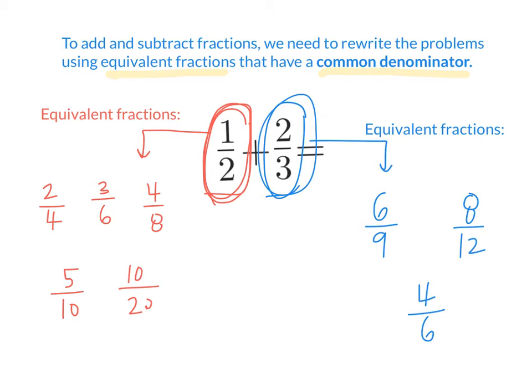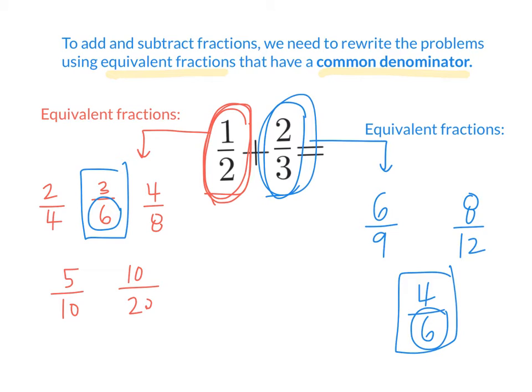When I multiply something by 1, does that change its value? No. If I want to add 1/2 plus 2/3, I cannot because the denominators, the bottom numbers, are different. Is there an equivalent fraction on either side that has the same denominator? Yes. I can see that 3/6, the denominator is 6. Over here, I have 4/6, where the denominator is also 6. Now I have a common denominator.